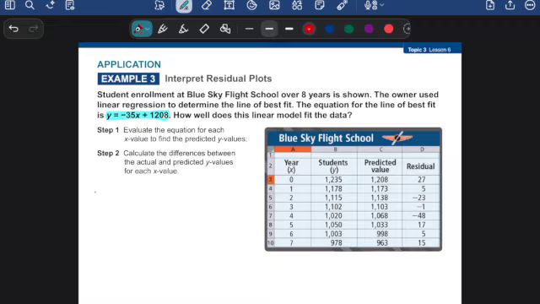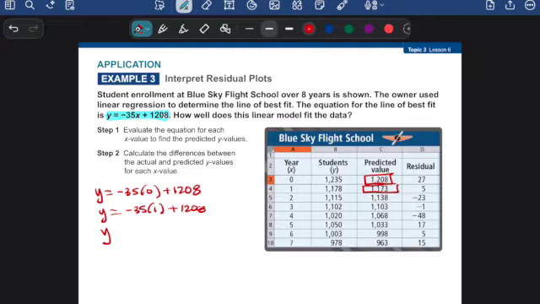Okay, so for instance, for the first x value, y equals 0 plus 1208. So that's how we get the predicted value of 1208. And then we would do it again, y equals negative 35 times 1 plus 1208, and we would get our next predicted value. So this is how we do our predictions. We get the predicted value by plugging x into the trend line equation.